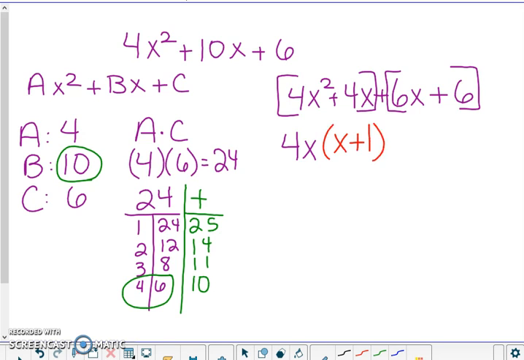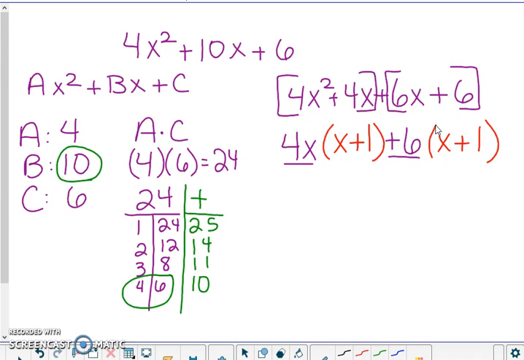Then we need to figure out what the common factor for 6x and 6 is. And the common factor for 6x and 6 is, of course, 6. And we are then left with x plus 1. So you'll notice how I have x plus 1 written twice. And that's how we're going to determine what our factors are for this trinomial, 4x squared plus 10x plus 6.